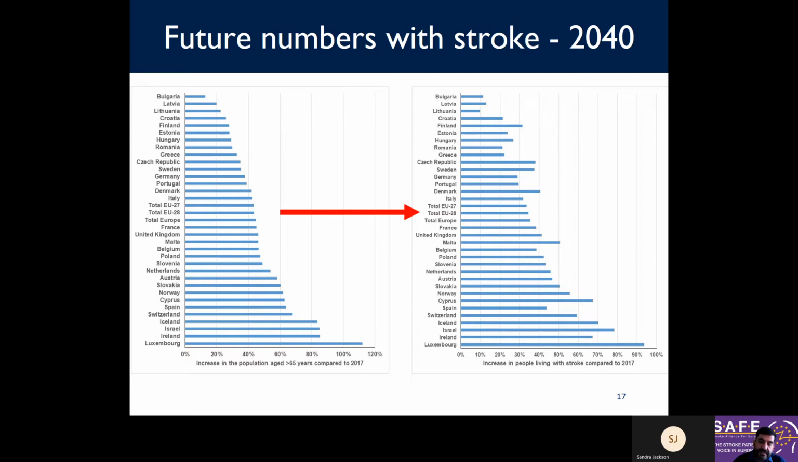So then how does this translate from total numbers of more elderly people to an increase in people living with stroke? So we can see that again, for all countries, there is a considerable increase in the number of people who will be living with a stroke. Again, you can see Bulgaria at around a 10% increase in the total population with stroke, to Luxembourg with nearly a doubling in the number of people living with stroke in just 20 years' time.